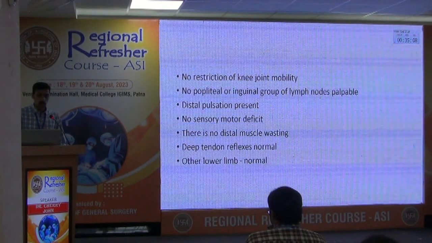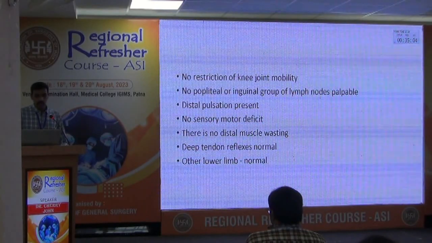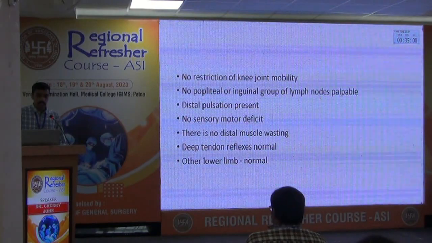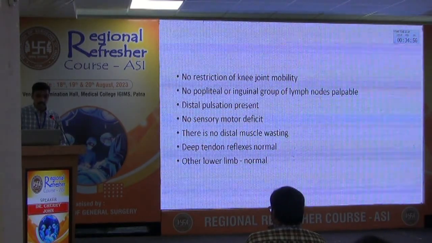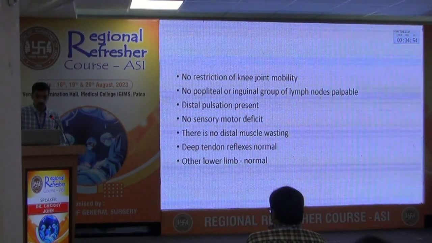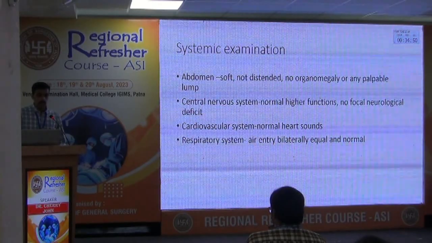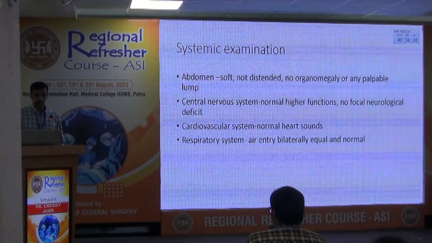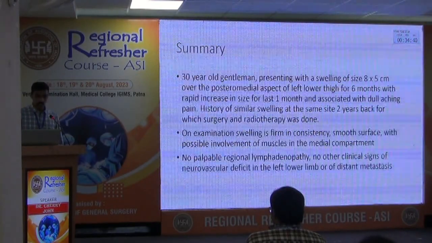No restriction of knee joint mobility, no popliteal or inguinal lymph nodes palpable, distal pulsations present, no sensory motor deficit, no distal muscle wasting, deep tendon reflexes were normal and the other lower limb was also normal. Systemic examination: abdomen was soft, non-distended. CNS examination: normal higher functions, no focal neurological deficit.